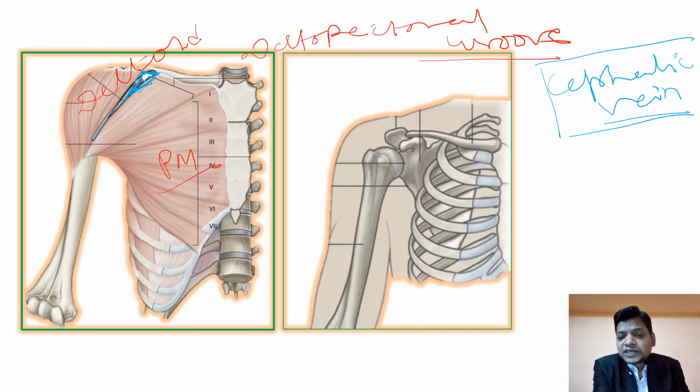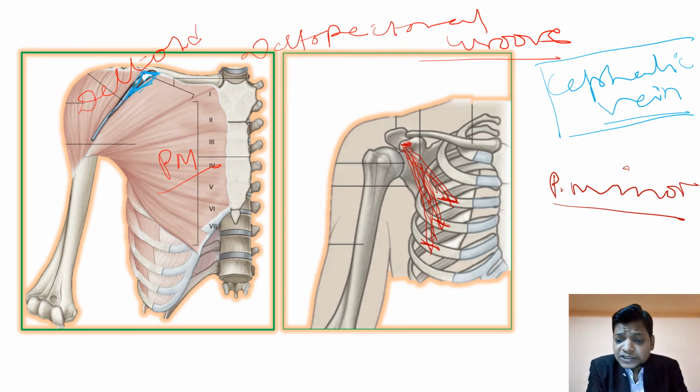Now in this figure we can mark the pectoralis minor origin and insertion. Pectoralis minor arises from the third, fourth and fifth ribs and goes up to the medial border and upper surface of the coracoid process. So we have discussed the origin, insertion and some of the importance of pectoralis major and pectoralis minor muscle. Let's move further.